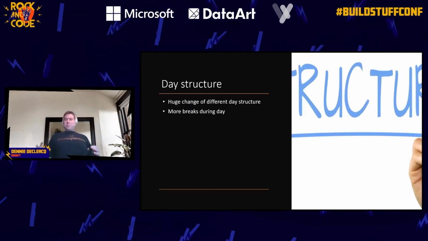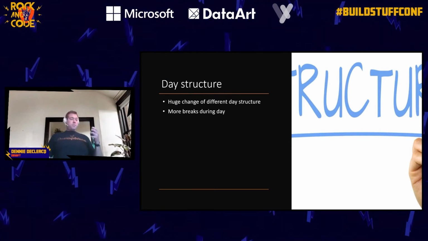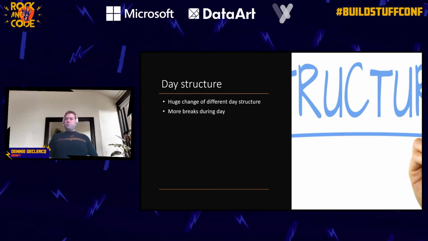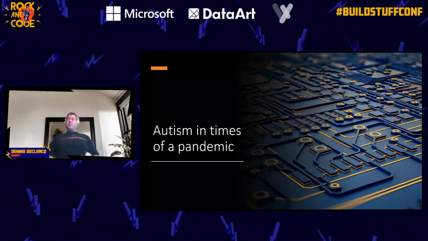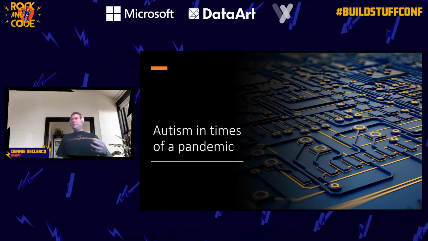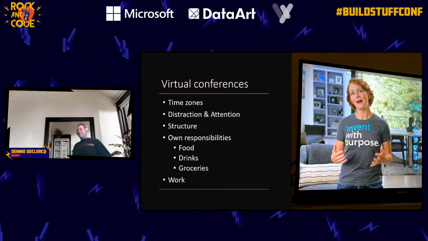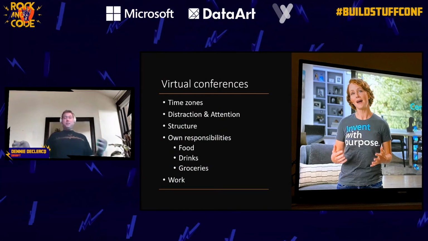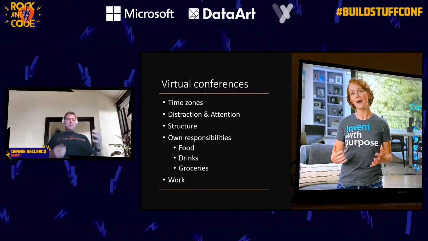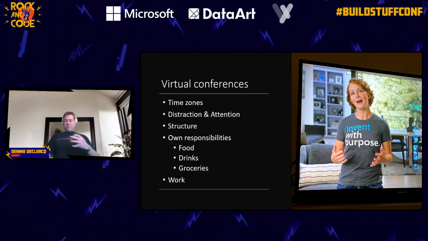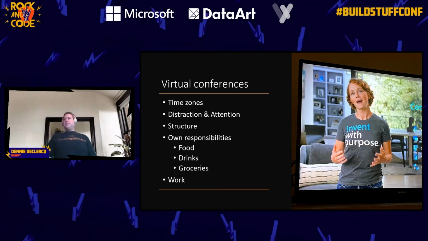Day structure: people can have a different day structure most of the time. This can also be linked to autism. So, five minutes: autism in times of a pandemic. Are you ready? Virtual conferences. This can be something very strange. You want to see it all. You want to speak, but also attend it all. And then you have different time zones. You really have to be aware of your limits and borders. But sometimes it also gives energy.